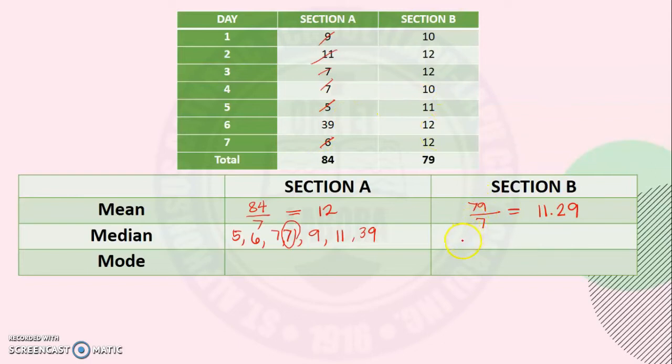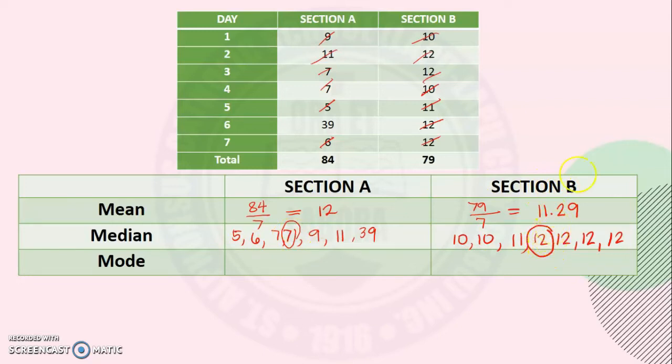So first, we have 10. There are 2 tens, so let's write 2 tens. Next, we have 11, followed by 1, 2, 3, 4, 4 12s. And then let's find the middle value. The middle value here is 12. So we are done with the median of the two sections. For section A, we have 7. For section B, we have 12.